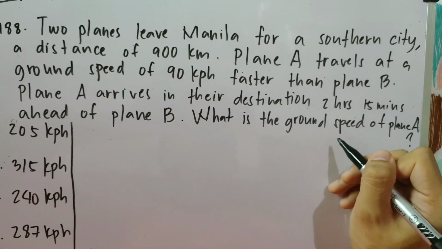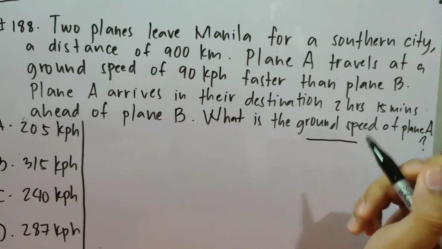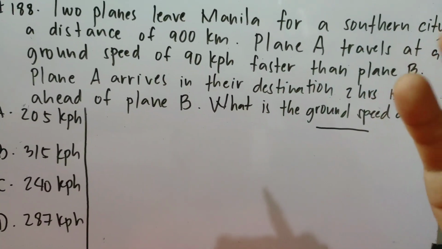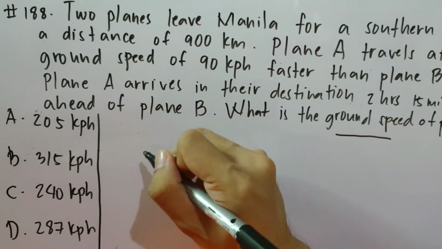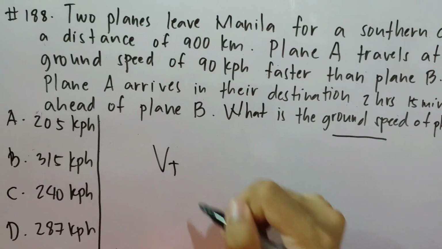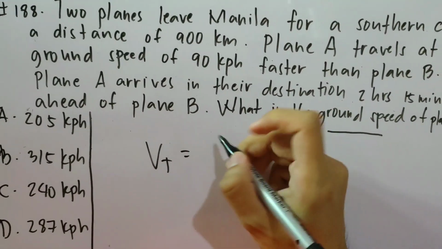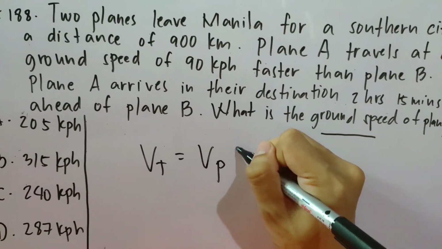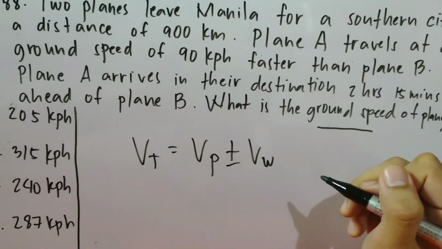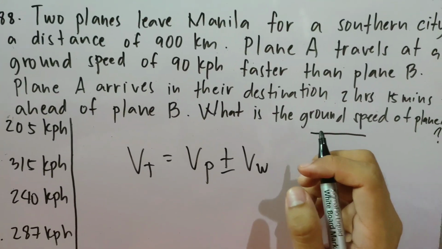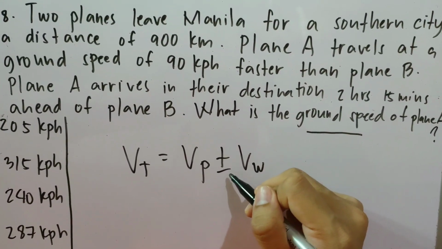So by the way, yung ground speed na sinasabi dito, ito yung total velocity niya. Accounted na yung velocity ng stream or yung velocity ng wind. Yung ground speed natin is yung total velocity. Total velocity yan is equal yan sa yung velocity ng plane either plus or minus yung velocity ng stream or velocity ng wind. Kaya lang dito sa problem na to, hindi natin kailangan yung velocity ng wind.